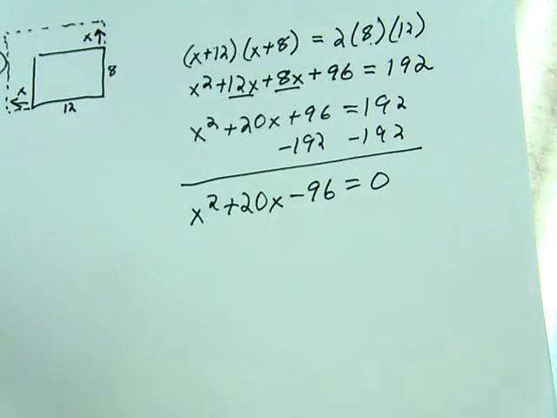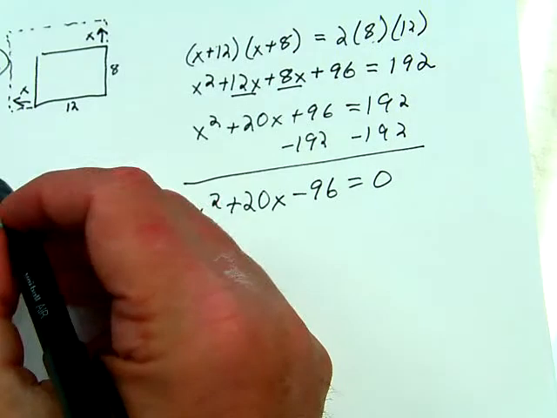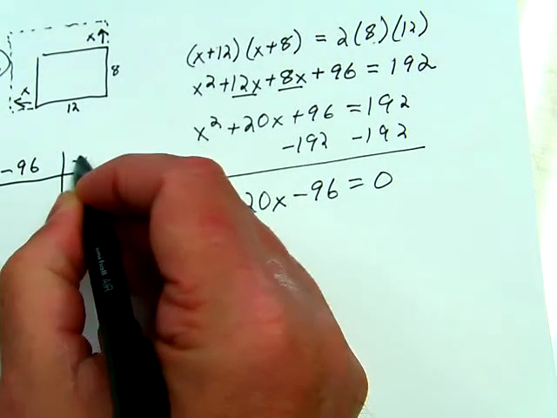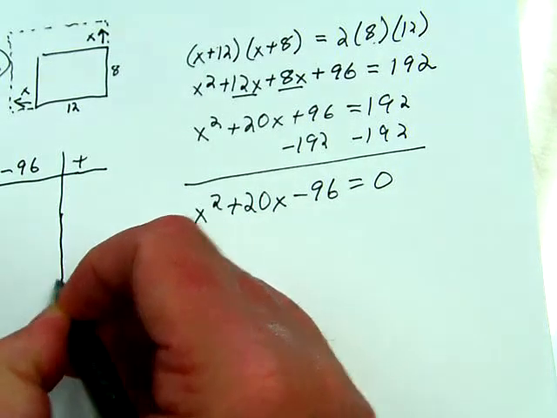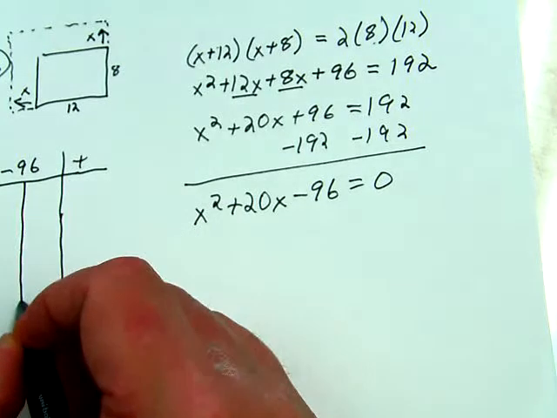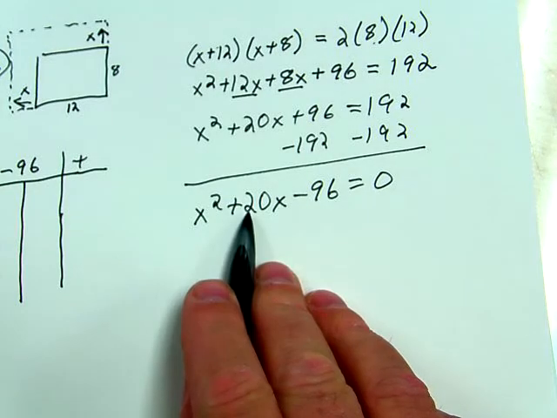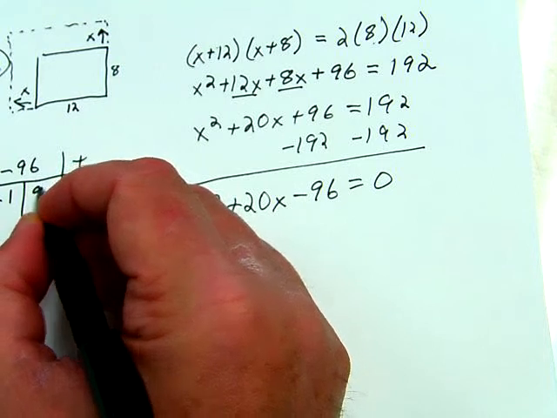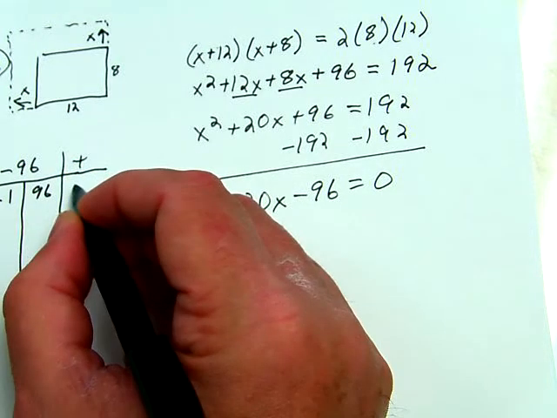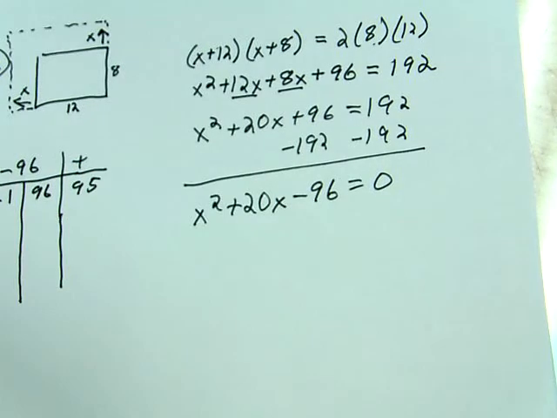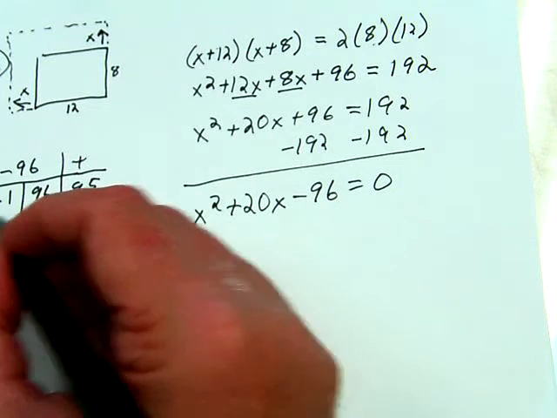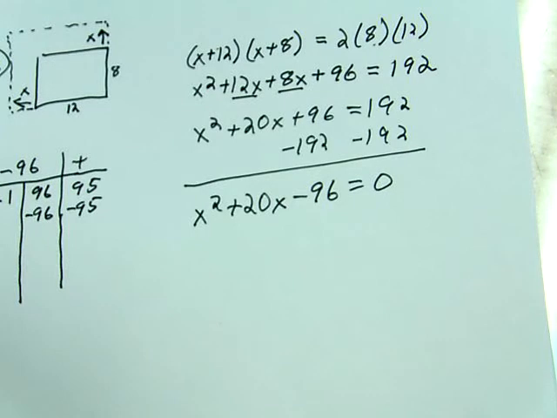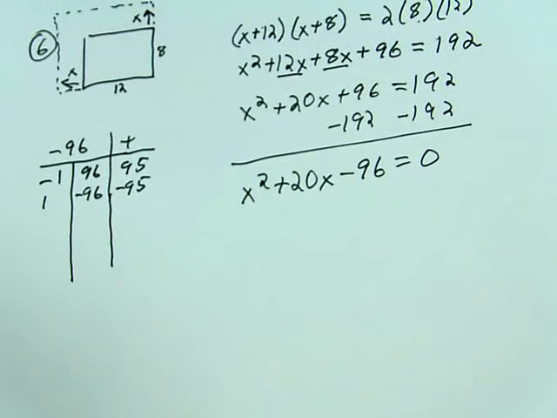Now I need to factor that. So I'm going to come over here and do a table. I need to find factors of negative 96 that need to add up to positive 20. So that's the goal I'm looking for, positive 20. So let's try negative 1 and 96. Well, that obviously is 95 when they add together, so that's not right. So let's try the opposite. 1 and negative 96. That's negative 95. So that's not right.